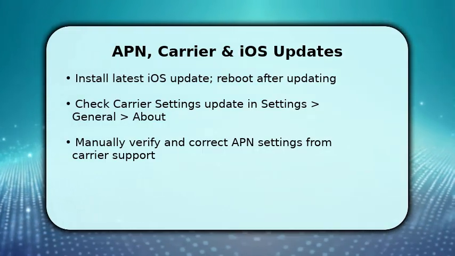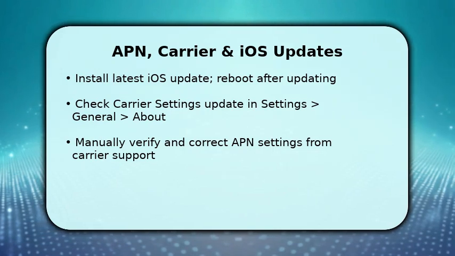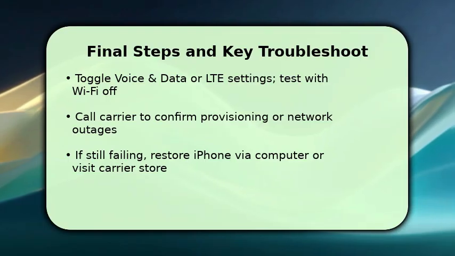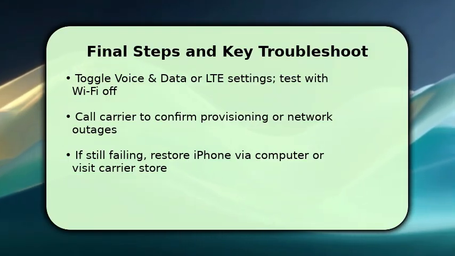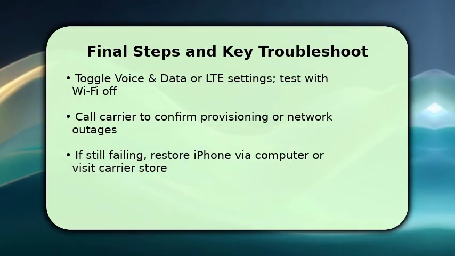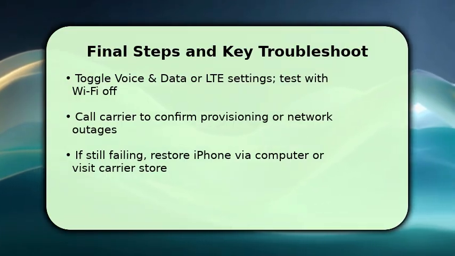Finally, toggle voice and data or LTE preferences and test cellular while Wi-Fi is off to force the radio to register. If the phone still won't connect, call your carrier to confirm provisioning, SIM activation, and local outages. Ask them to reprovision your line.